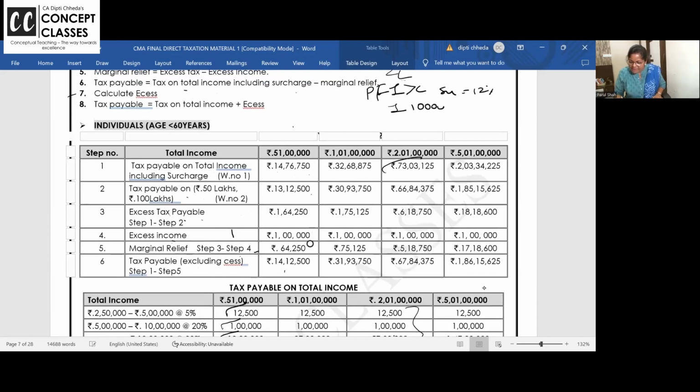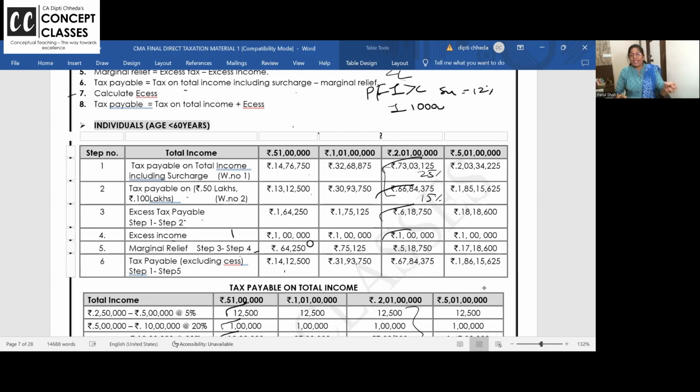So, 73 and 66. How much are you ending up paying as excess tax? 6 lakhs. How much is the excess income? 1 lakh. Here you are paying surcharge at the rate of 15%, and here at the rate of 25%. Just because the income exceeded by 1 lakh, on the whole tax I have to pay surcharge at the highest rate. So now excess tax is 6 lakh 18, and excess income above 2 crore is 1 lakh.